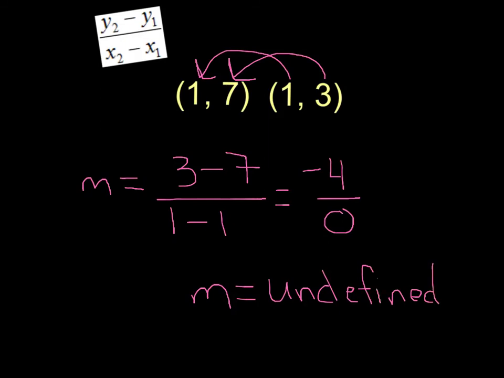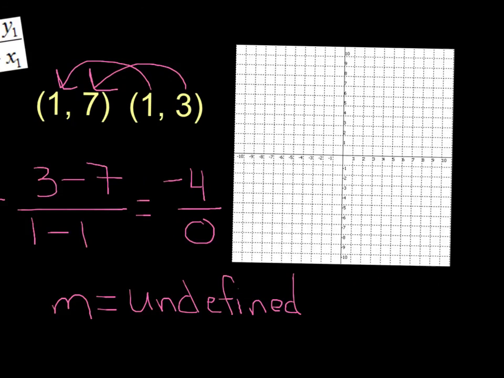And I also want to quickly plot these points on a graph so you can see what it looks like. So if you plot the point 1, 7, and then plot the point 1, 3, it creates a vertical line. So a vertical line has the slope undefined, so anytime you have the x value repeat, that means it's going to be a vertical line and the slope will be undefined.